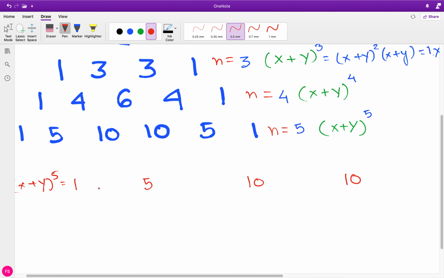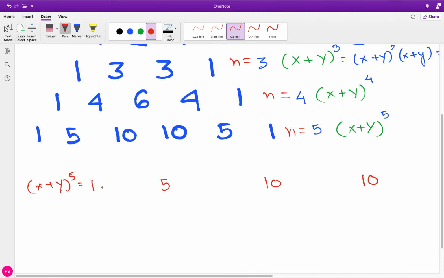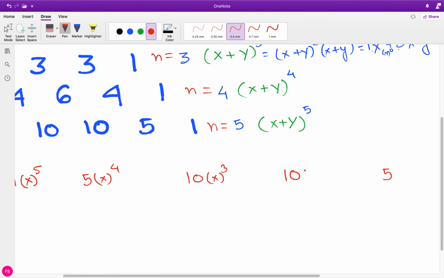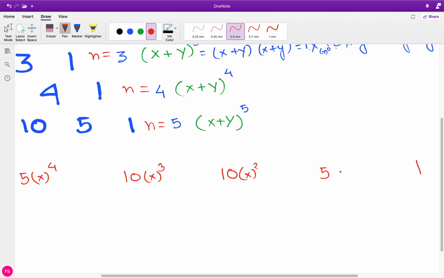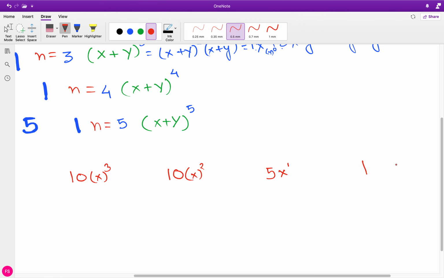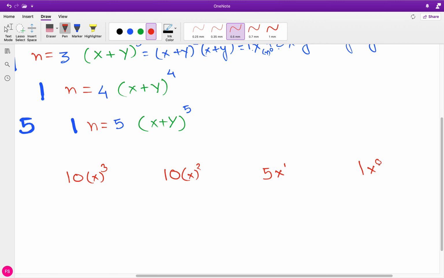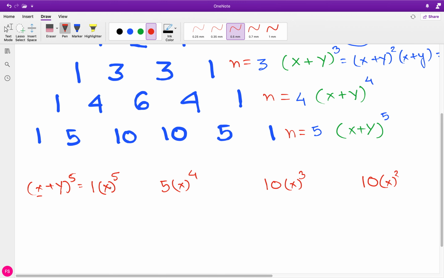Okay, I think I took a lot of space. I didn't need to. Anyways, so I start with the first term with the highest power. So x to the power of 5. Then I will have x to the power of 4. Then I will just decrease the power by 1. So x to the power of 2, x to the power of 1, and then x to the power of 0.